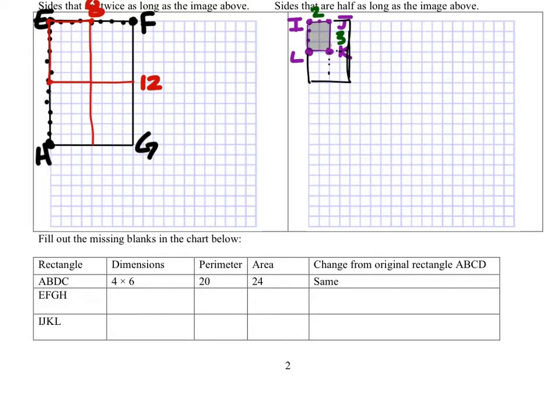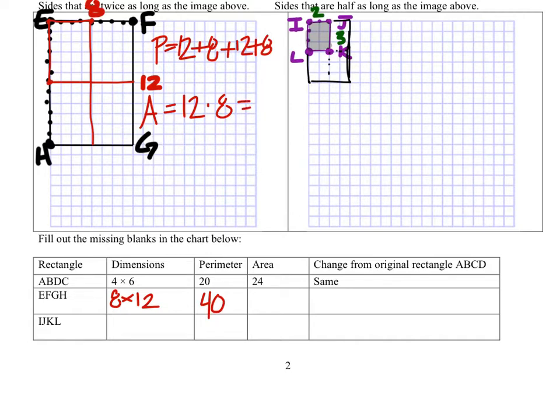Rectangle EFGH has dimensions. We already labeled those. It was 8 by 12. What was the perimeter? Well, you'd get 8. The perimeter on this one would be 12 plus 8 plus 12 plus 8, which is 40. 12 times 8. That's for area on that one. Yeah, the area on these would be 12 times 8, which is 96 square units.